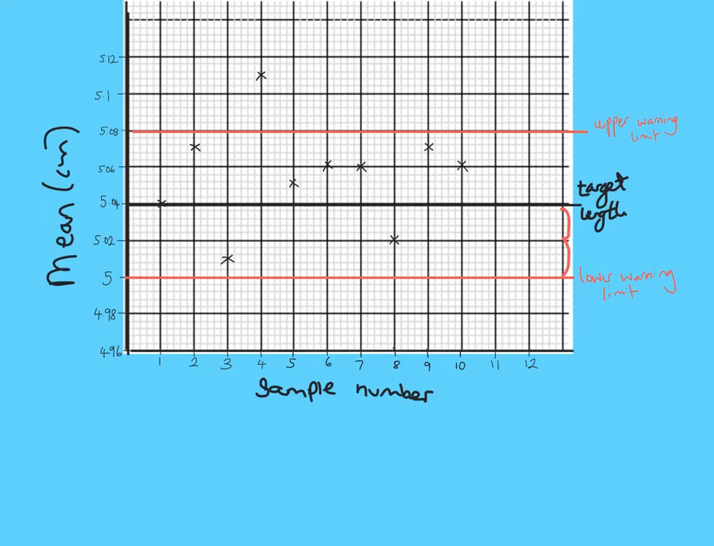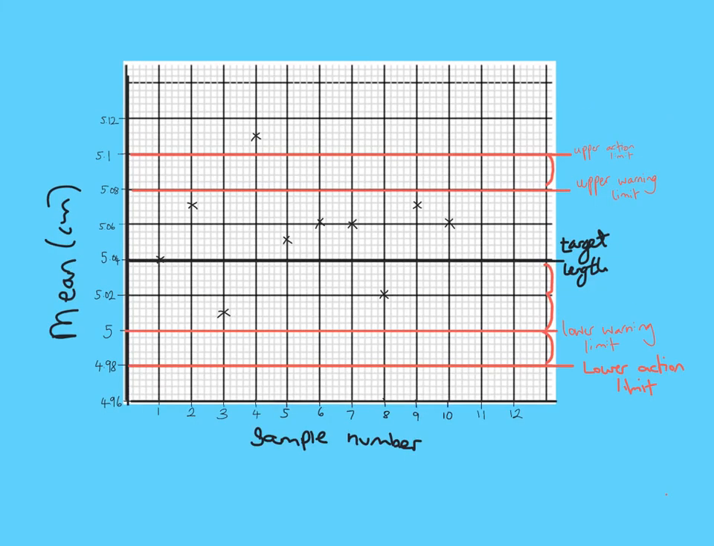And then my action limits will be another standard deviation each way, which once again the answer to part A tells me that it's the 99.8% values, and that's 4.98 and 5.1. And that is my control chart for my means with my warning limits and action limits. Okay, have a go yourself now using the range specifications there.